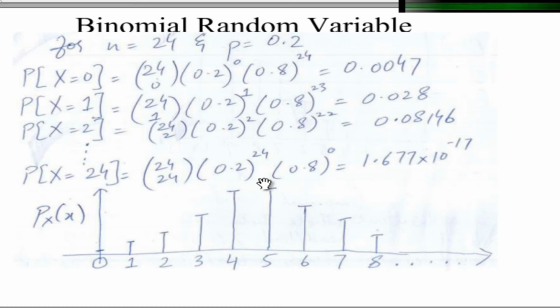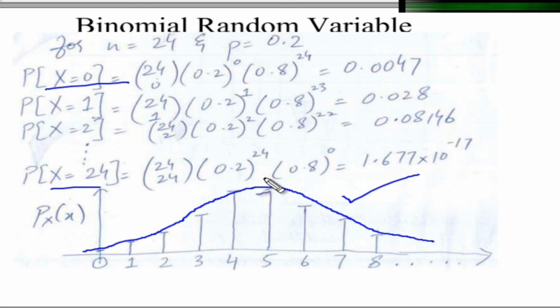If the number of trials is 24 and the probability of success is 0.2, then after finding all the probabilities, which range from x equal to 0 to x equal to 24, you can plot the probabilities of the corresponding events and you will get this plot. You can see that this is like a discrete version of a normal random variable. The average value, or its expected value, is here.